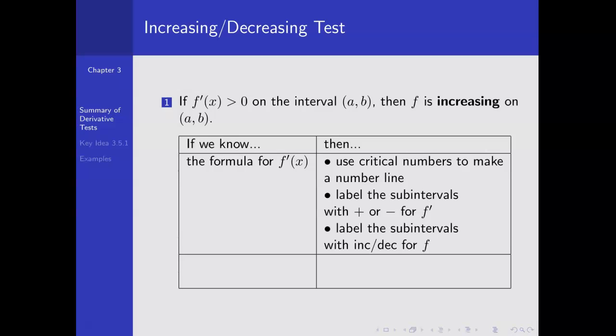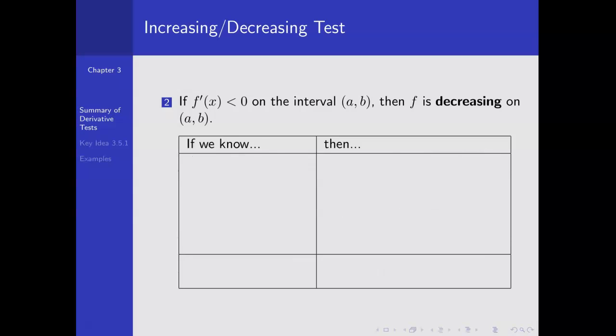And we labeled the subinterval with positive or negative for f prime, and then we also labeled the subintervals with increasing or decreasing for f, depending on which we have, positive or negative for f prime. If we have the graph of f prime instead of the formula, then we're looking for where the graph is positive, in other words, where it is above the x-axis.